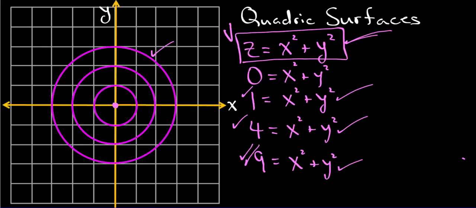So these circles are called the trace of the surface. That's what these circles are. It's where these various planes intersect with the surface. Now let's take a look at what this surface would actually look like.